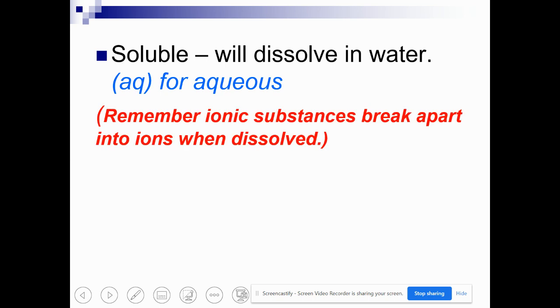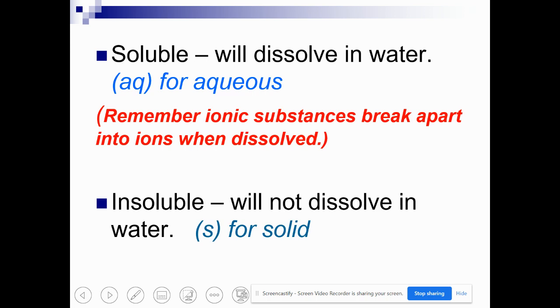Now, when an ionic substance dissolves in water, it breaks apart into the ions. We're going to work on that a little bit during this presentation as well, because it's important for us to know what ions and in what ratio they are formed when the ionic substance breaks apart after dissolving.